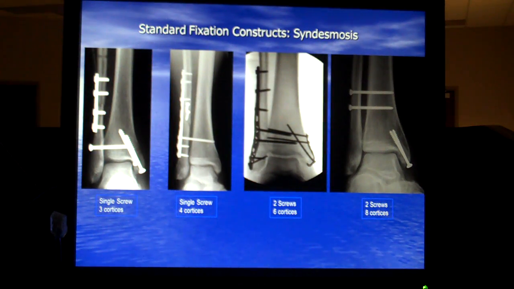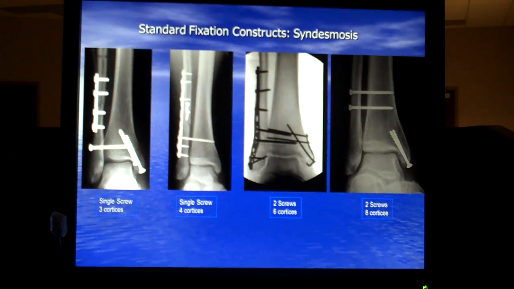So how do you fix a syndesmosis? You can just do one single screw, 3 cortices. You can use one single screw, 4 cortices, 2 screws 3 cortices each, or 2 screws 4 cortices each. I'm just curious, what do you guys use? Mark, what do you usually do? I do 2 tricortical screws. Really, 2 tricortical. How about you, Doug? One or 2 tricortical screws.